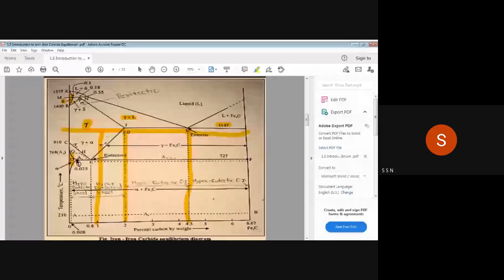Here we have seen liquid. That means in the iron carbide equilibrium diagram, that iron and carbon alloy will be in liquid condition or liquid state in this area. Here it is in a solid state. Here also it is a solid state. For delta or alpha also it is in solid state.